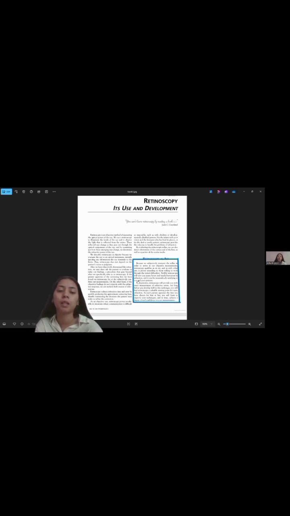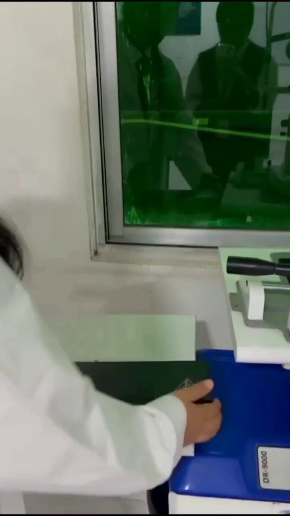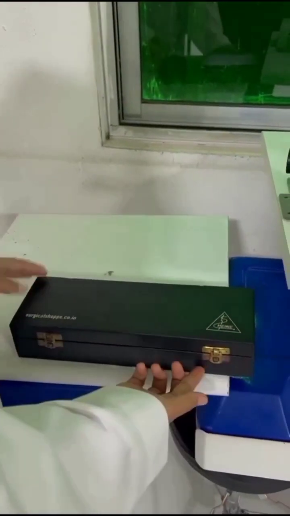The retinoscope has a light source, mirror, sleeve, lenses, and focusing knob. The streak retinoscope is the most common. It produces a straight bar of light that helps you find both spherical and cylindrical error. Now I am going to demonstrate how to neutralize a patient's eye reflex using a retinoscope.